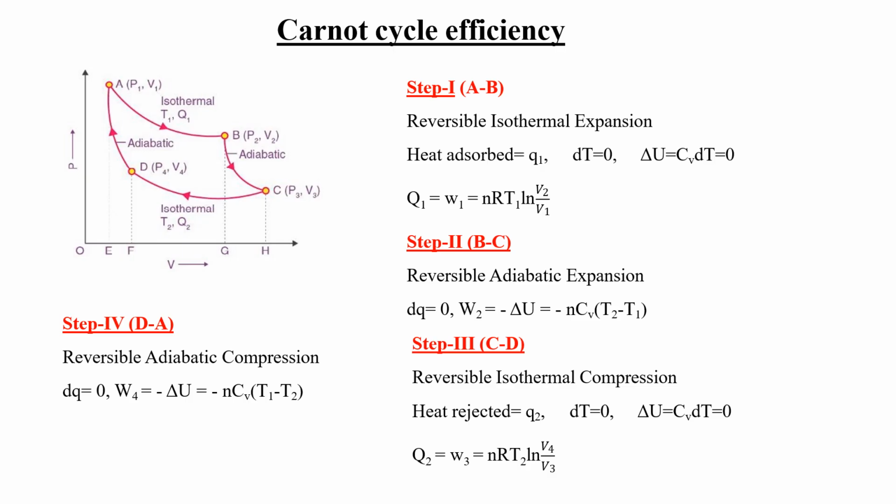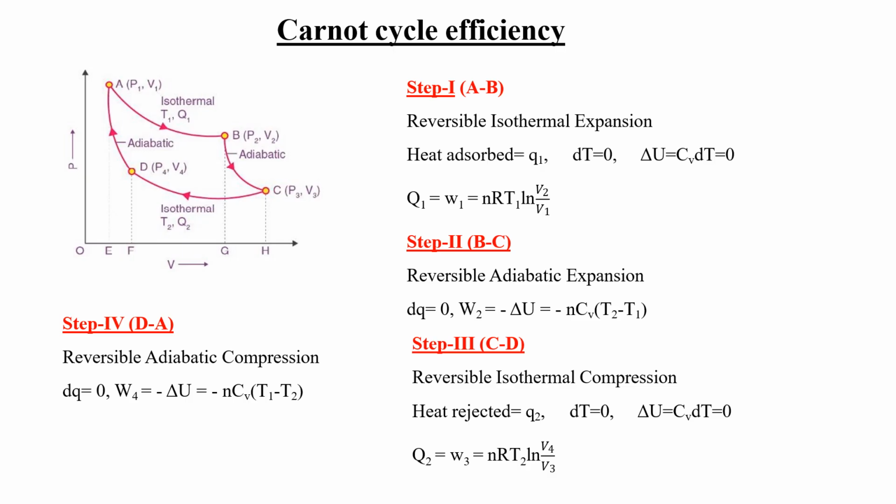Now for step 2, this is the path B to C. It is a reversible adiabatic expansion. Adiabatic means heat absorbed or heat rejected will be 0. That is, the change in heat will be 0 for this process B to C. So W2 is equal to minus delta U, that is minus n CV (T2 minus T1), where n is the number of moles of ideal gas; for 1 mole, n is equal to 1.